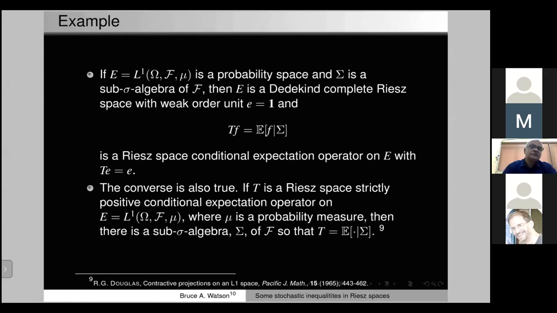If we take a Riesz conditional expectation operator, so we're considering a positive order continuous projection on L1 that maps the one function to the one function on L1, then it is exactly a classical conditional expectation operator. And for the references to it in Riesz, the essential parts of the proof of that can be found in Douglas's work.